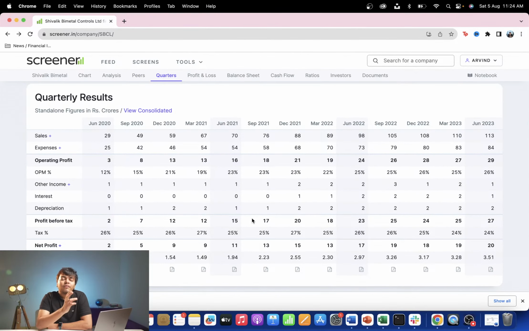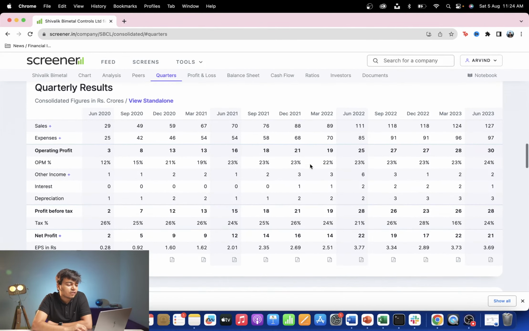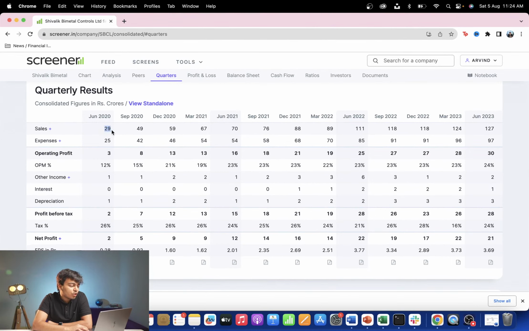Again, whenever the company announces quarterly results, they either do it from a standalone perspective or from a consolidated perspective. So we can look at both the results here, the standalone ones as well as the consolidated ones. You can see the company was generating a sales of only 30 crores in June 2020, which is also the COVID quarter. So let's not take that. Let's take the March quarter of 2021, which is around 67 crores. Now it has almost doubled.